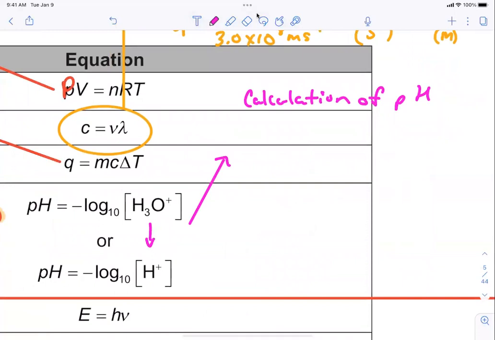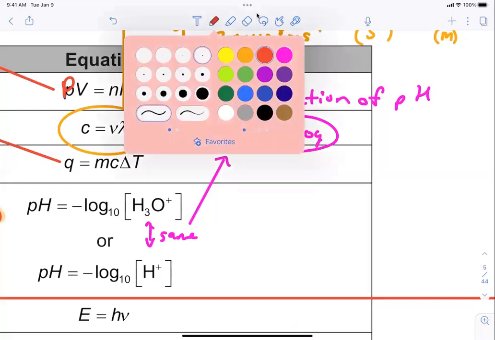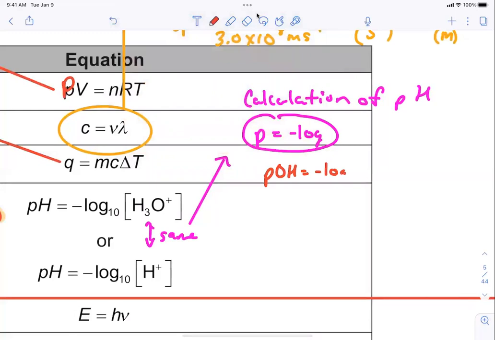Now, these are the same. So H3O plus and H plus are synonymous to each other. They're the same. There's no difference between those two. It's just how it's written in the equation. What you need to remember is that lowercase p always means negative log. Because it could be pH, it could be pOH, it could be pKa or pKb for a higher level, but lowercase p always means negative log. Okay? And so pOH is equal to negative log of OH minus.